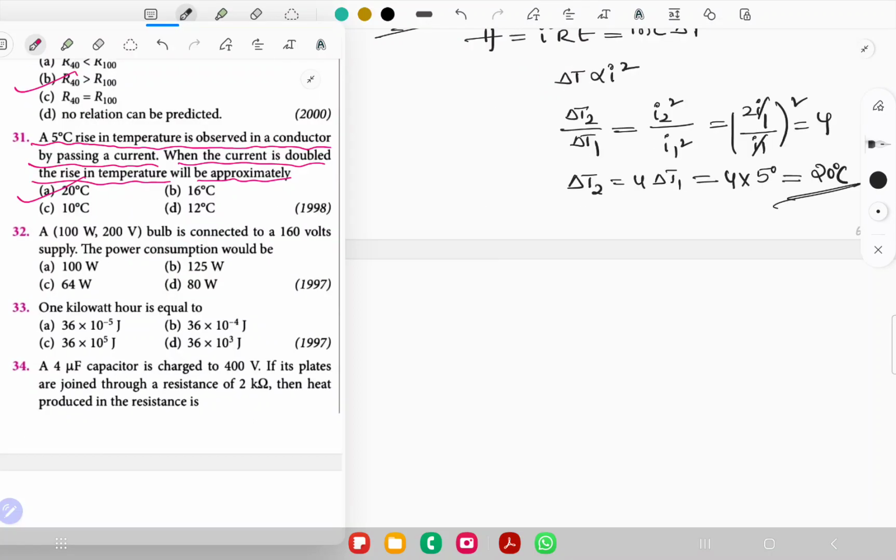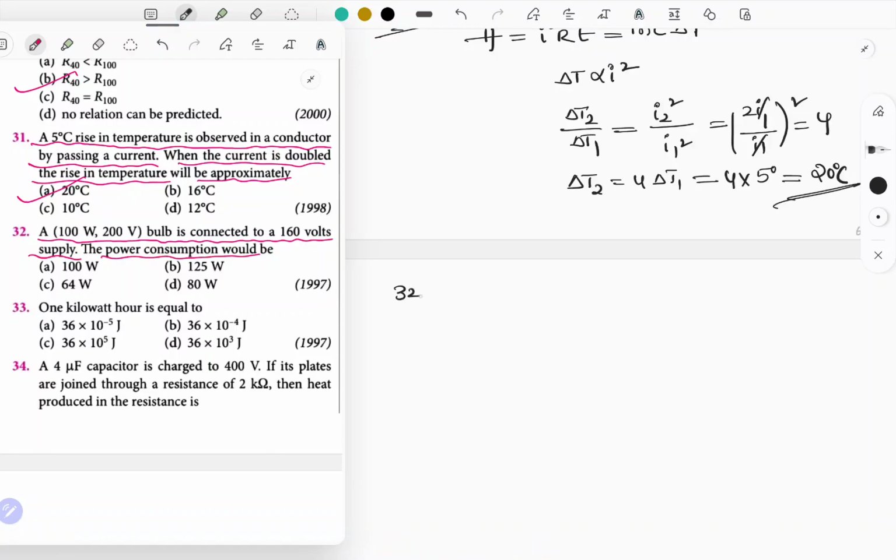Let's solve question number 32. Given data is a 100 watt 200 volt bulb is connected to 160 volt supply. The power consumption would be? So question number 32 can be answered with the help of finding resistance. First of all, find out resistance. R is equal to V squared by P, right? V squared divided by P. V value is 200. 200 into 200 divided by 100. It will get cancelled. You are going to get 400 ohms is the resistance of that bulb.